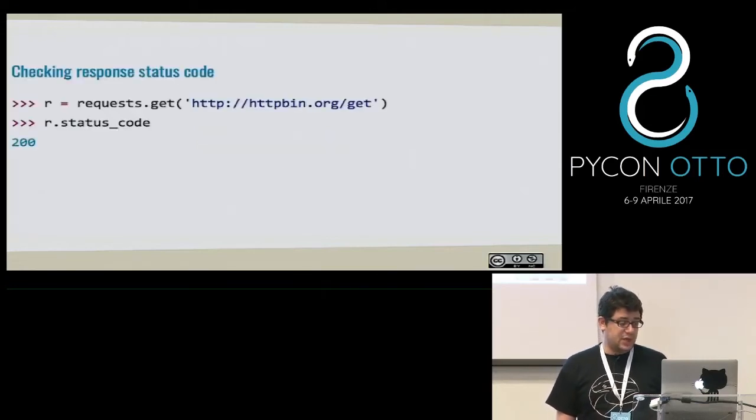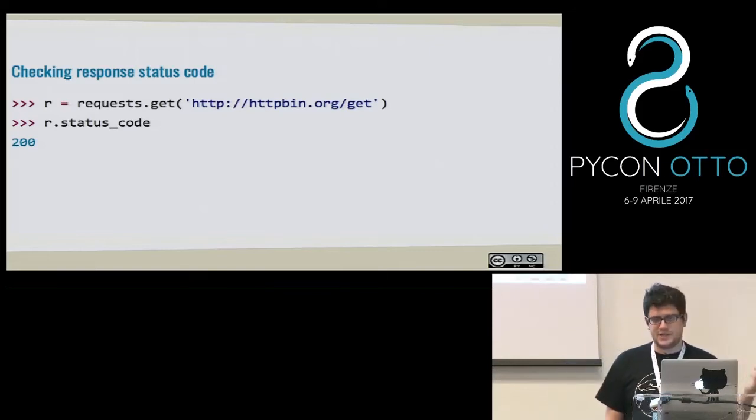Again, it's very simple. For example, the status code allows you to check if the response was successful or not. In this case, 200 is successful. You know, 201 means that a resource has been created, and so on. How to check if the response was correct? You just check the status code.